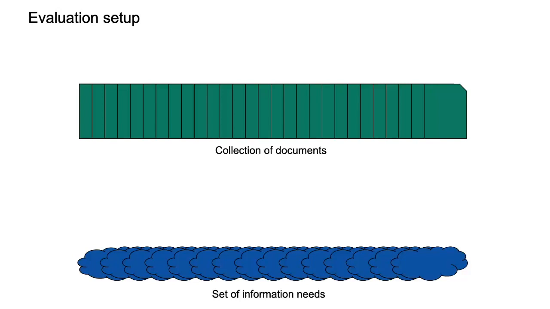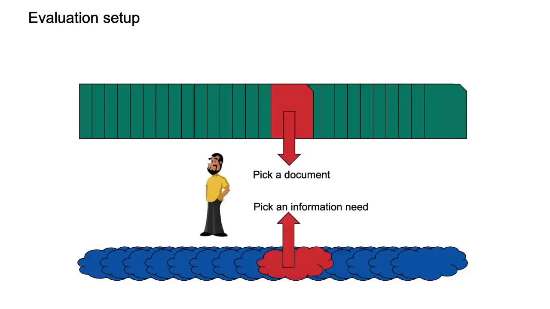You have a collection of documents, part of your evaluation system, and you have a set of information needs. The information needs are basically what people are looking for, not the queries, because the query is the consequence of the information need. It's what people actually type. The information need is in the brain. So you have the set of information needs and the collection of documents.